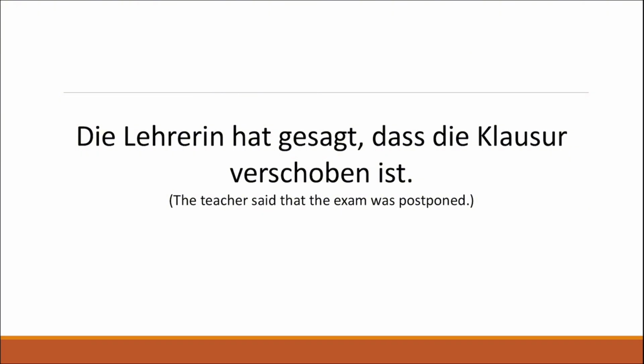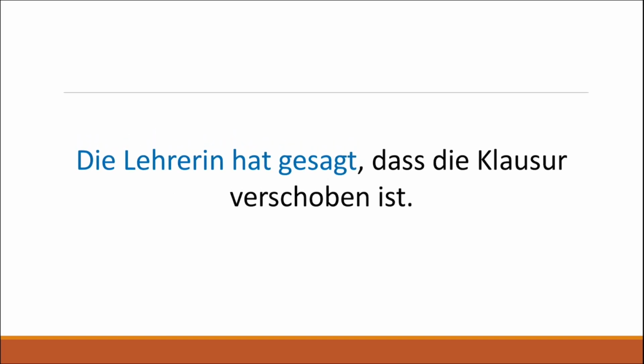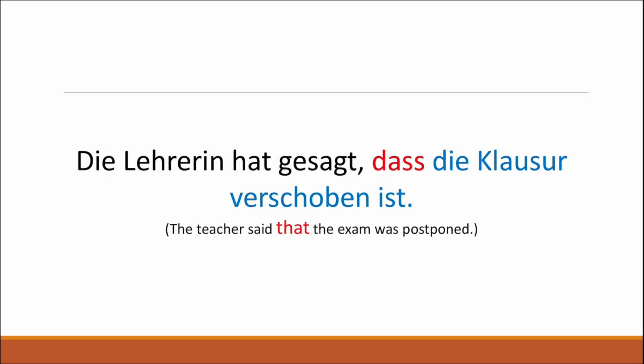And if we consider this sentence, then grammatically speaking, we can divide it into two parts. Firstly, we have the main sentence, die Lehrerin hat gesagt, and then we have the subordinate sentence, dass die Klausur verschoben ist. And by looking at these two sentences, you can also understand the role of dass and how we use it. Dass is simply positioned right between the main sentence and the subordinate sentence, and we use it to kind of connect these two sentences, where we have to consider that the meaning of dass is that. So the resulting meaning is going to be the teacher said that the exam was postponed.